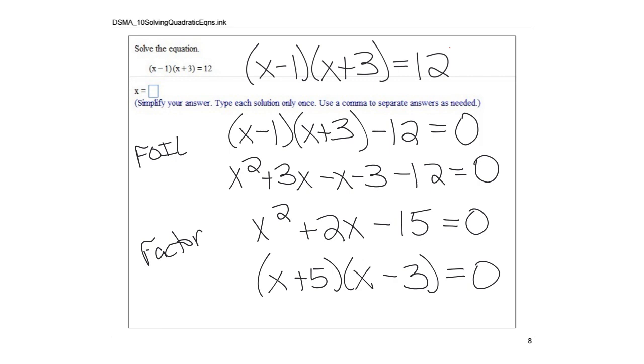So now I know here I would have negative 5 if I set x plus 5 equal to 0. If I set x minus 3 equal to 0, I get positive 3. So those are my answers, negative 5 and positive 3. And sure enough, I have 2 answers because I have the exponent here of 2.